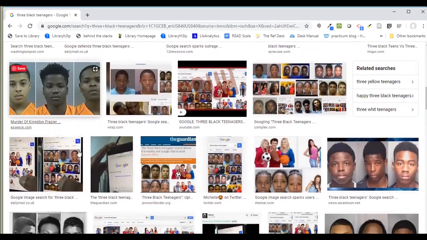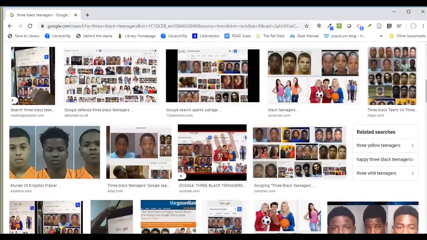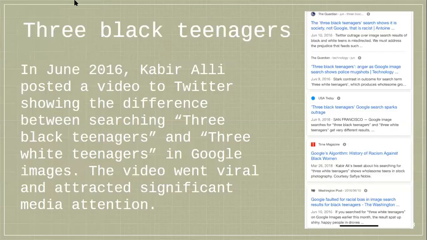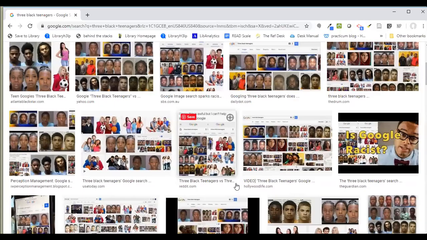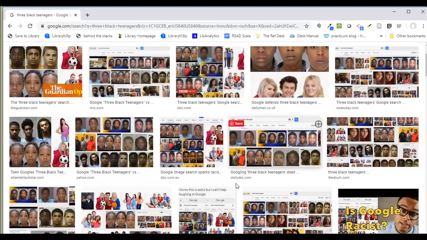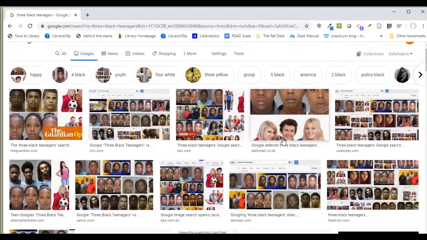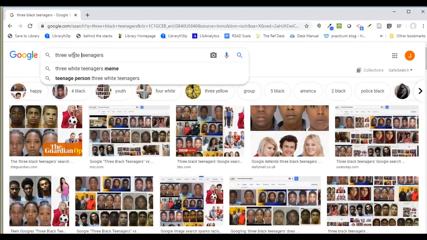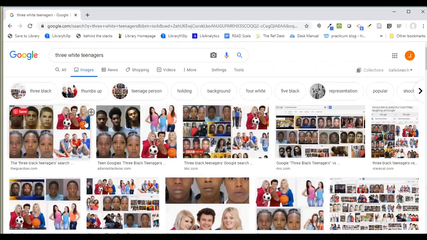If we go down a little further, we are still seeing a lot of the same kind of results where basically this Twitter user was showing that black teenagers were criminalized in Google images and white teenagers were, very weirdly, very sporty. There's this image that was always coming up for three white teenagers. Let's see. You can see it sort of here, where one person's holding a soccer ball, one person's holding a football, and one person is holding a basketball, like they're playing all the sports all at the same time. That's what white teenagers do.